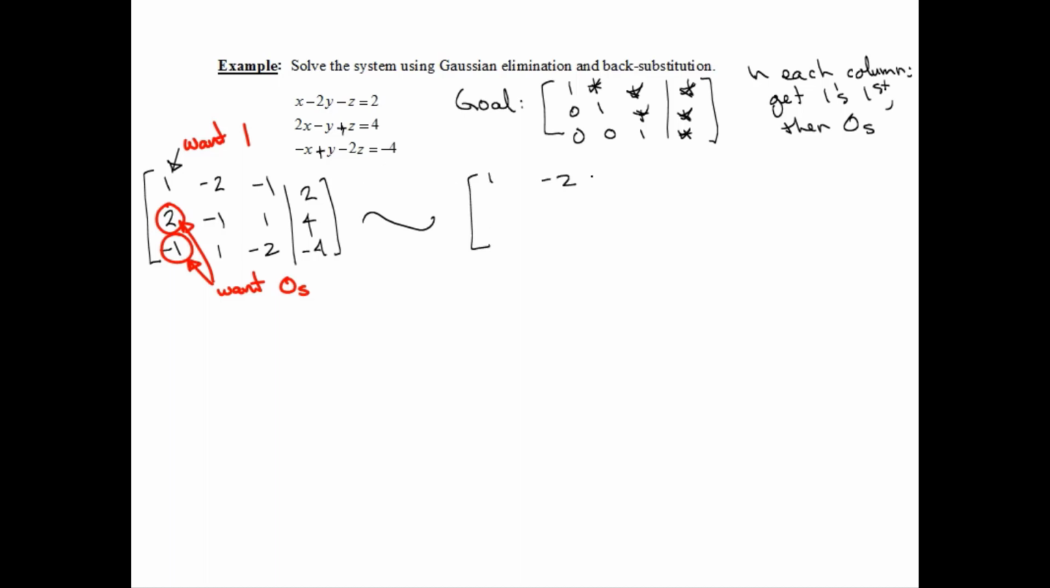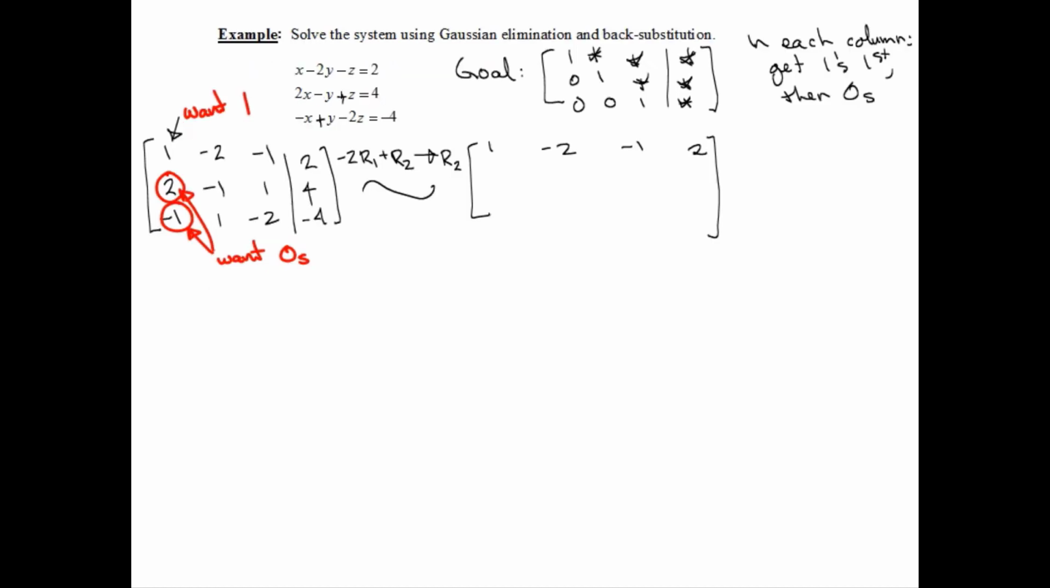It's going to stay. And then to get a 0 in the second row, take the opposite of that number that's there, so -2, multiply by the row that has a 1 in it, which is row 1. Add it to the row you're working with, which is row 2, and then put it back into the row that you're working with. Okay, so I'm going to put some scratch work down here below.